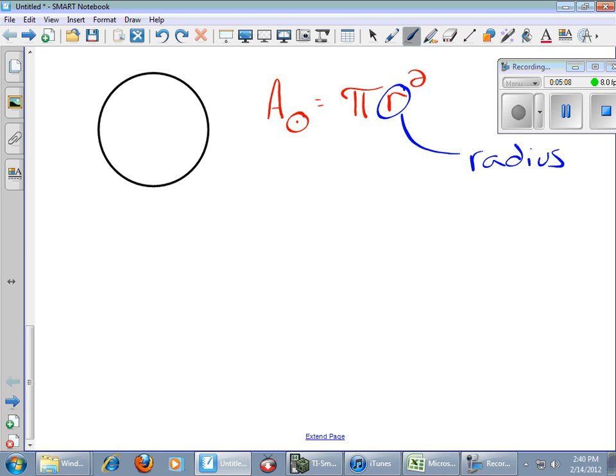R is the radius, and you will remember that the radius is the distance from the center to the edge of the circle in a straight line. All right, so to find the area, we need the radius.